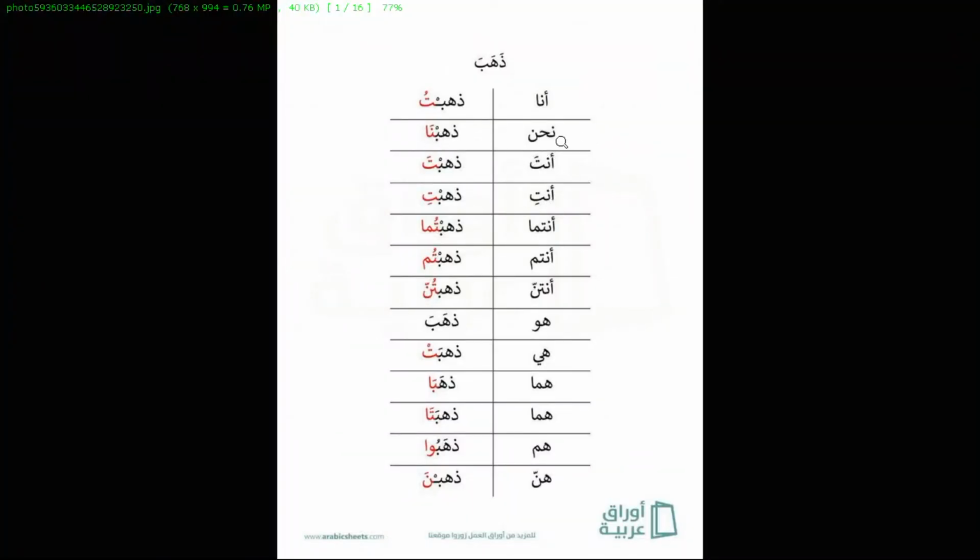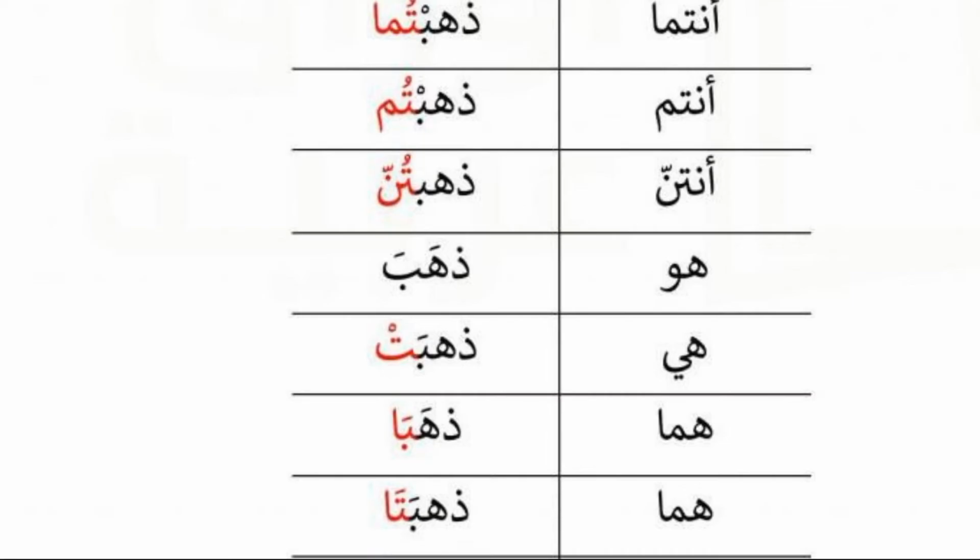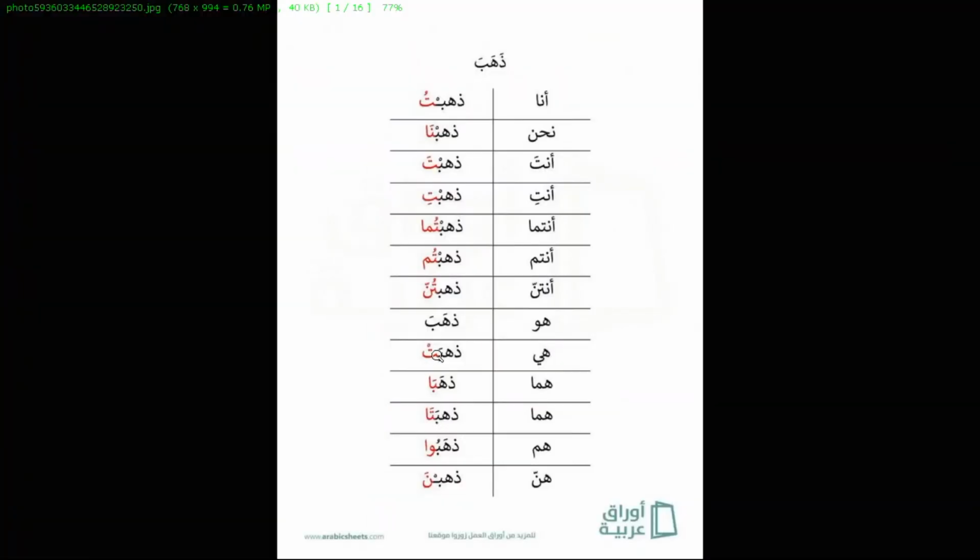If you want to say she went out, she is translated as here. Here it is. Therefore you have to say ذهبت. The form of the verb for she is ذهبت. We add this ta with sukun. So that's how it works in the Arabic language.